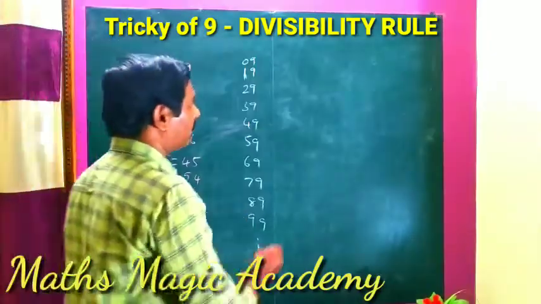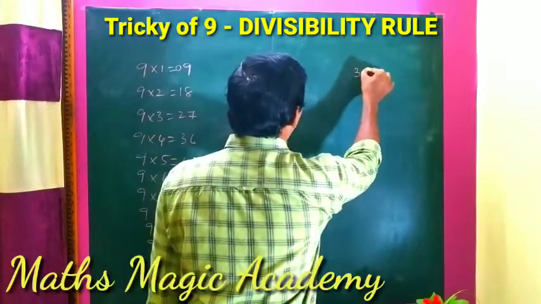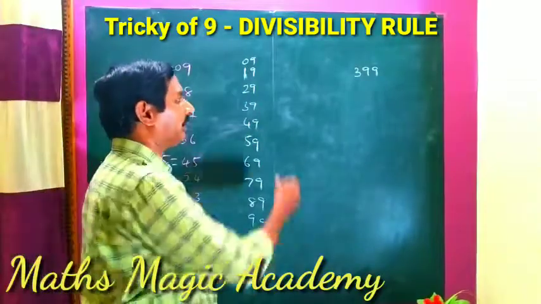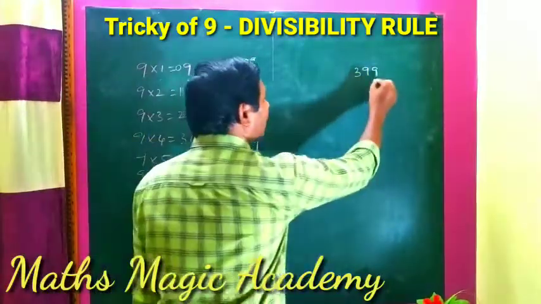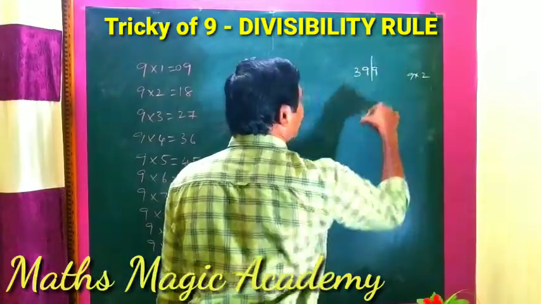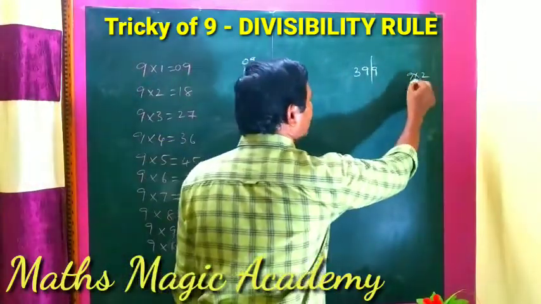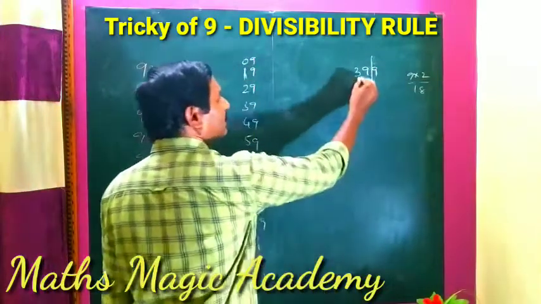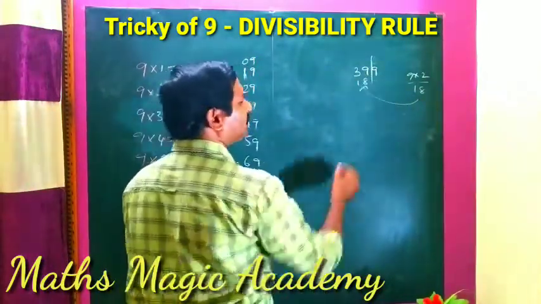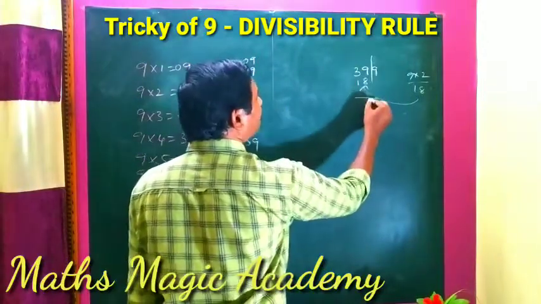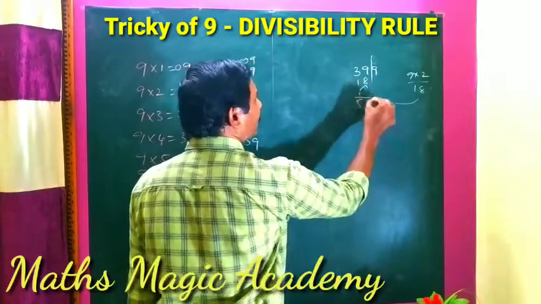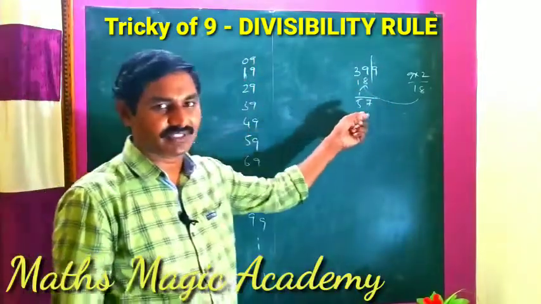Let us take one example, that is 399. Is 399 divisible by 19 or not? See here, the last digit is 9, and 9 into 2 is 18. This 18 should be added to the remaining digits. So the sum we will get: 9 plus 8 is 17, 3, 4, 5, so 57. So 19 3s are 57, right?